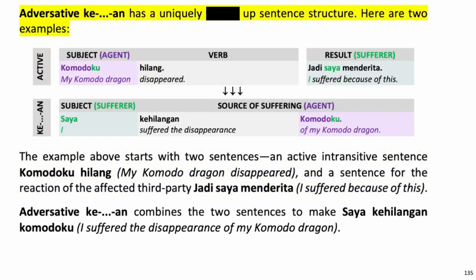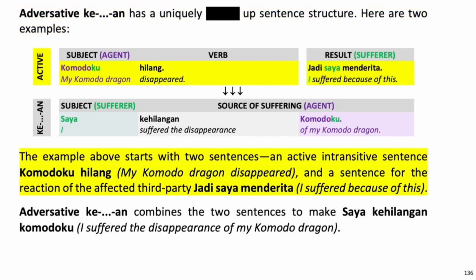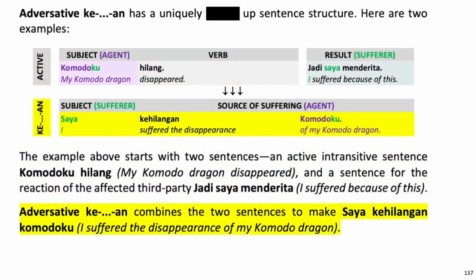Adversative ke-an has a uniquely upside-down sentence structure. Here are two examples. The example above starts with two active sentences: an active intransitive sentence, Komodoku hilang, my Komodo dragon disappeared, and a sentence for the reaction of the affected third party, jadi saya menderita. I suffered because of this. Adversative ke-an combines the two sentences to make saya kehilangan Komodoku. I suffered the disappearance of my Komodo dragon.